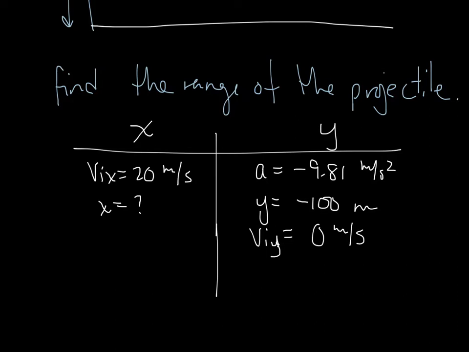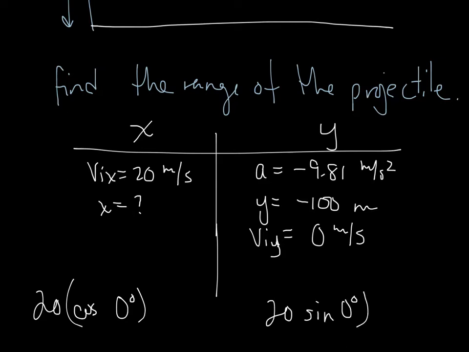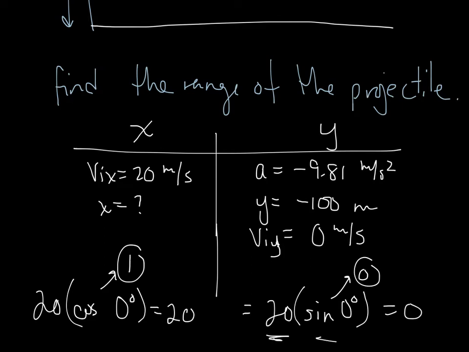Now remember, you can always check this by saying VIX is really 20 cosine 0, and VIY is really 20 sine 0, because the angle is 0 degrees. Cosine of 0 is 1 and the sine of 0 is 0. So VIY is 20 times 0, which is 0, and VIX is 20 times 1, which is still 20. If you ever forget how to do this, just assume the angle is 0, and you can still use VIX as VI cosine theta and VIY as VI sine theta, if you want to check.